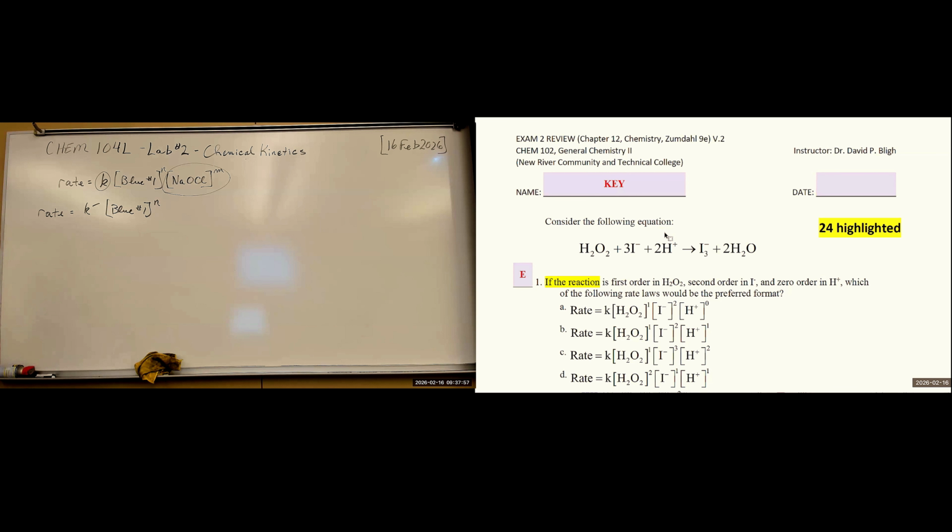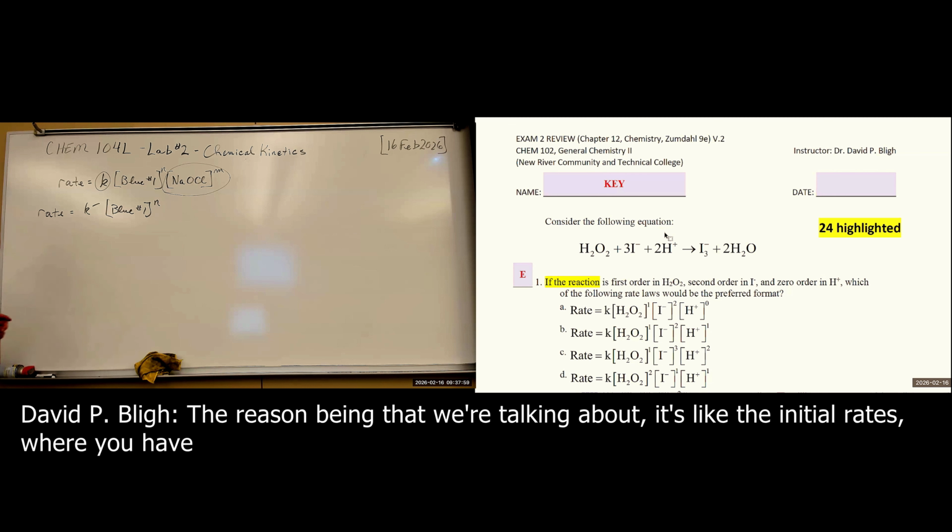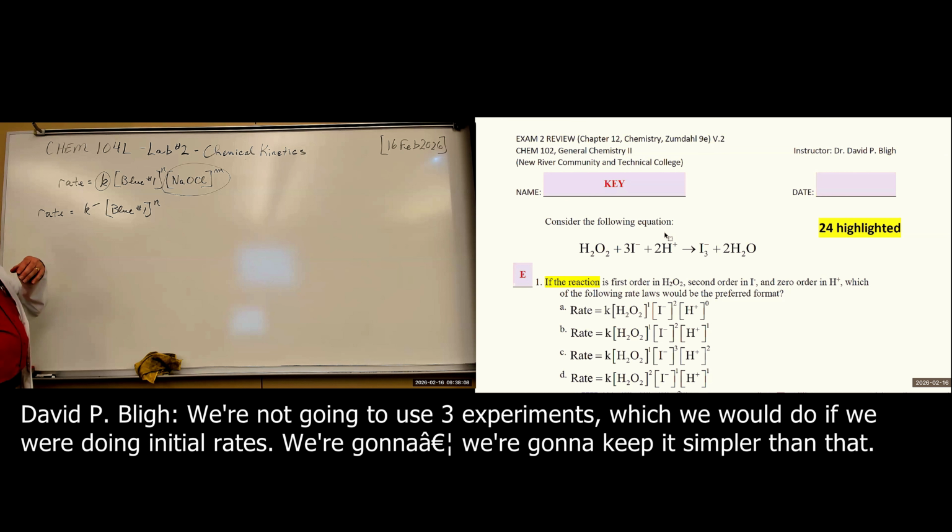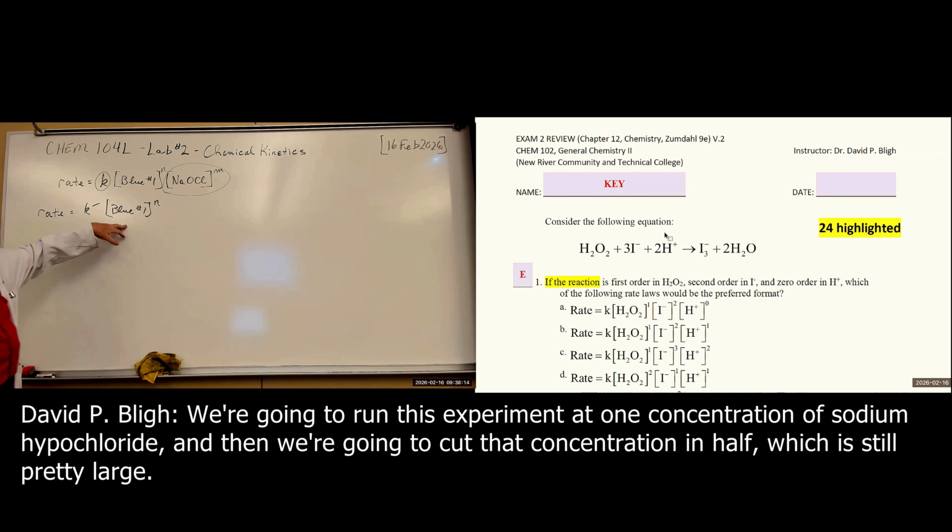But we need to do two experiments. The reason being that we're not going to use three experiments, which we would do if we were doing initial rates. We're going to keep it simpler than that.